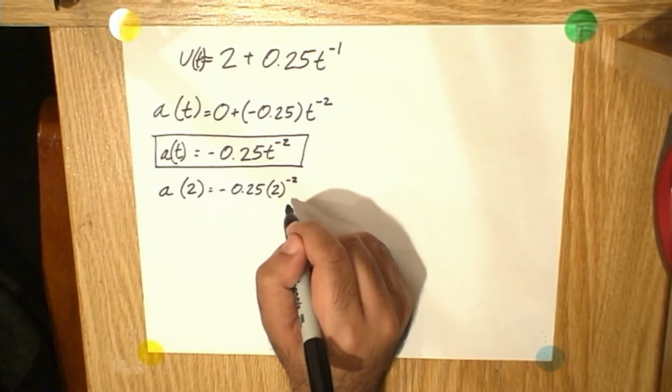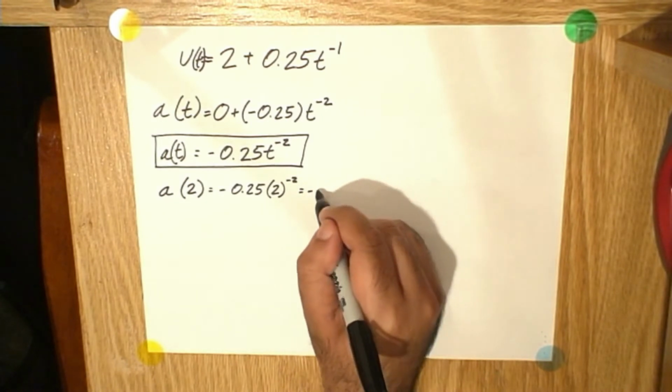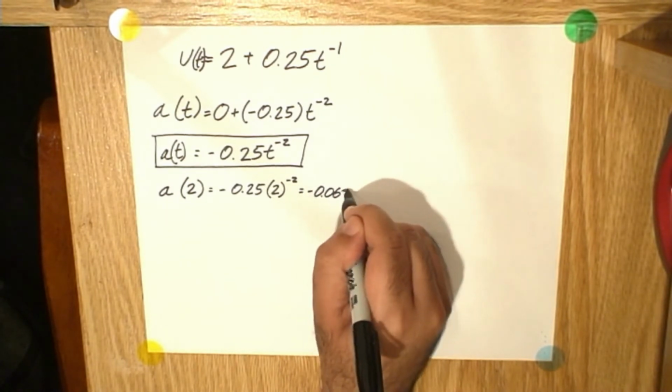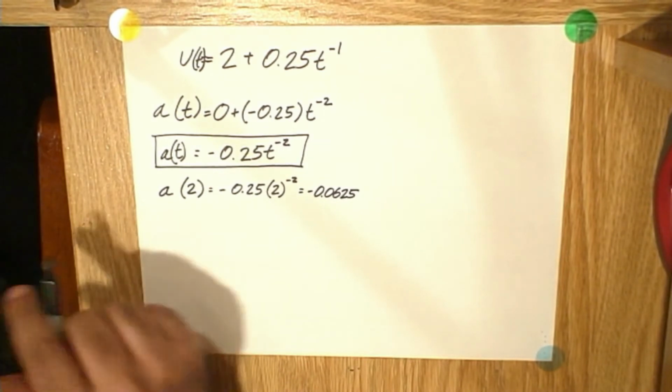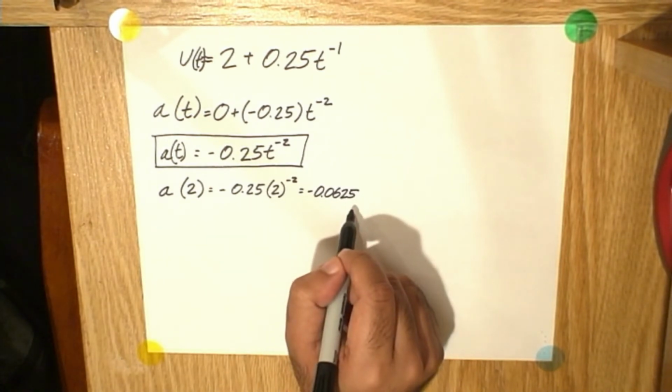Oh, I can't do that in my head. I think it's going to be negative 0.0625. So that would be the value of the acceleration at time equals 2.